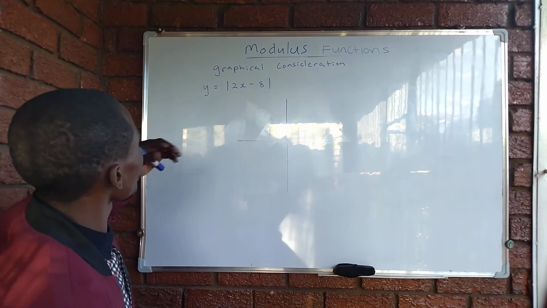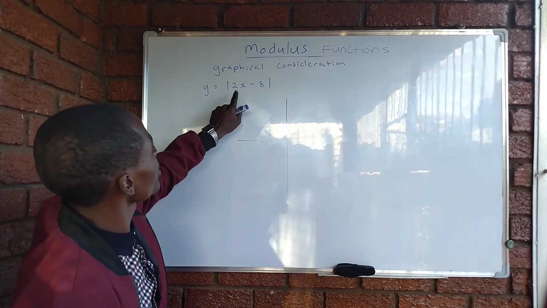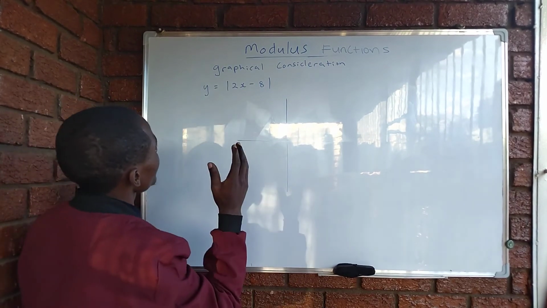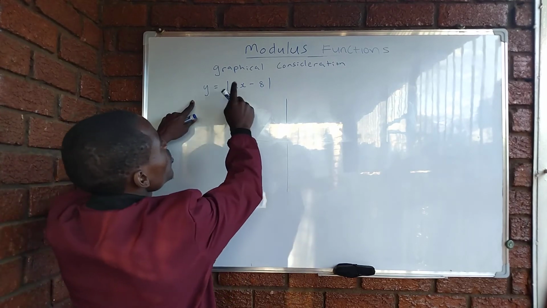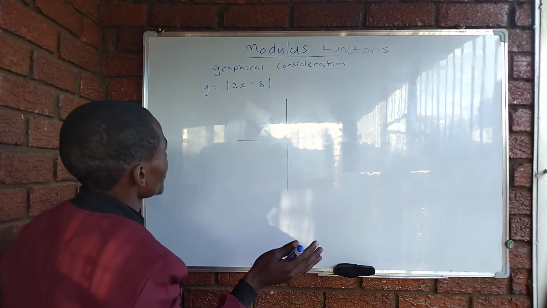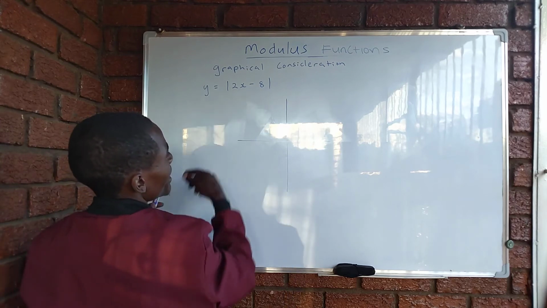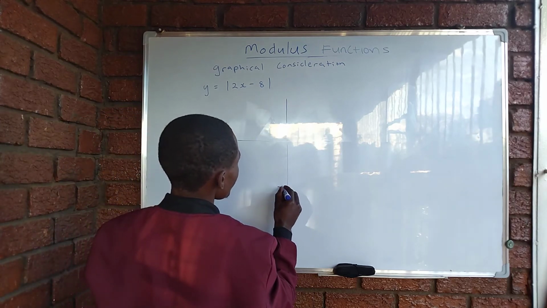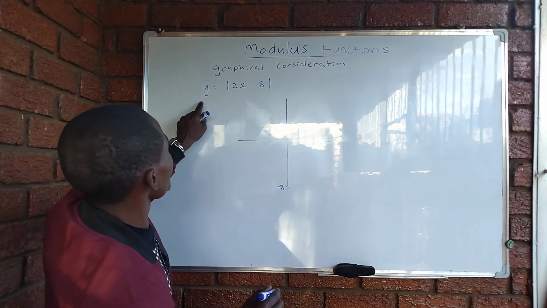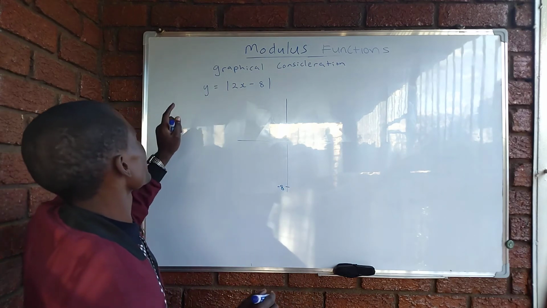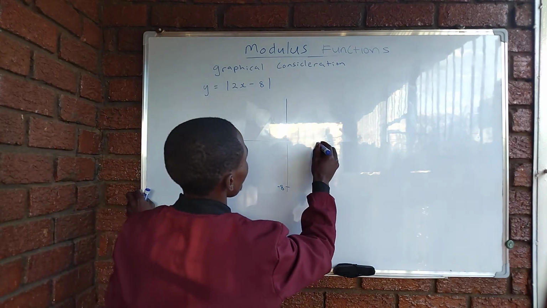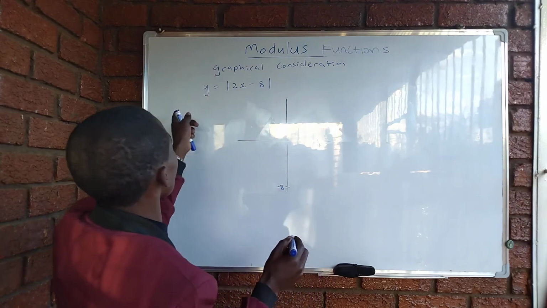Given y is equals to modulus 2x minus 8. First, draw the graph of y is equals to 2x minus 8, ignoring the modulus. When x is equals to 0, y is equals to minus 8. When y is equals to 0, x is equals to 4, right?